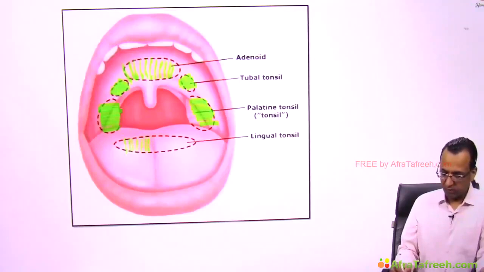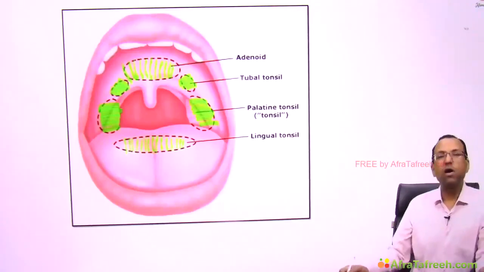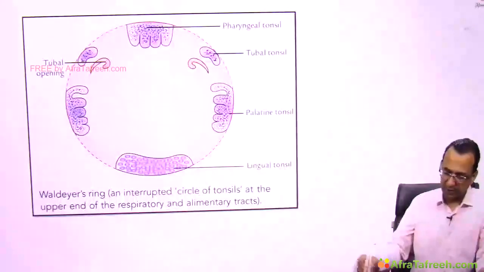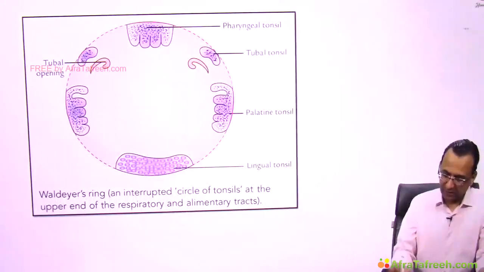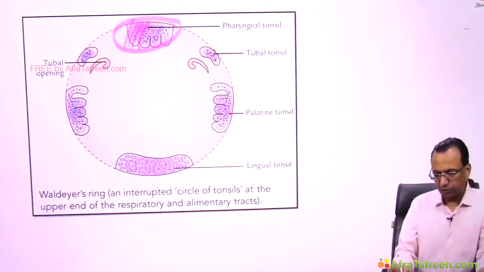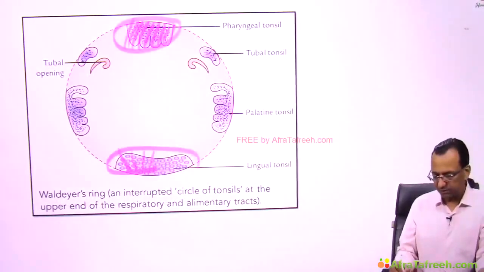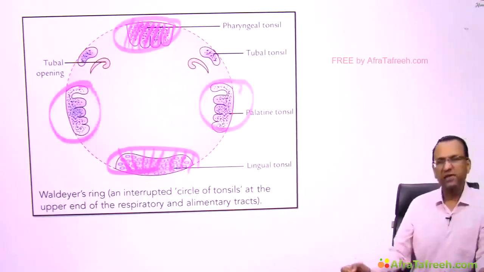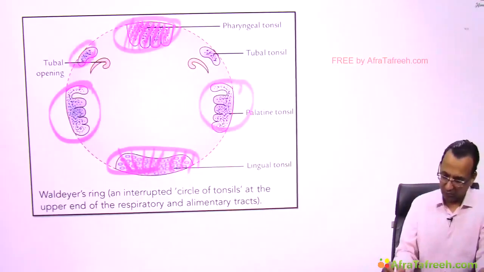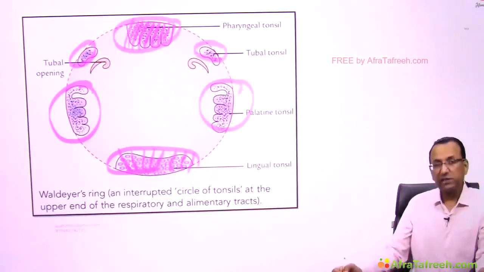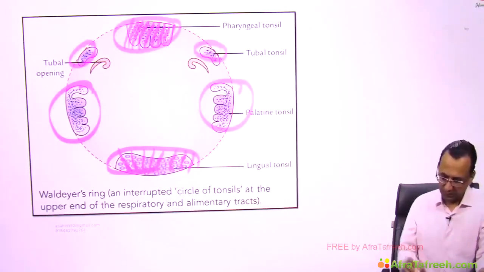So this is what we wanted to know. Yes, this is Waldeyer's ring. If you say this is Waldeyer's ring, let me see again. This is the pharyngeal tonsil, adenoid, posteriorly. And this is the lingual tonsil anteriorly, on the tongue. And this is the actual palatine tonsil, which is what tonsil normally refers to. And then you have some tubal tonsil also, which is near the opening of the eustachian tube. What is this? This is Waldeyer's ring.